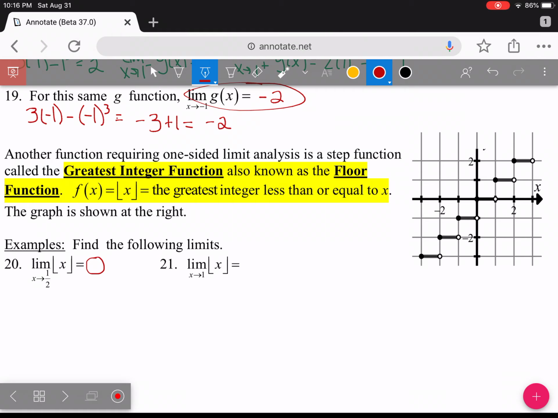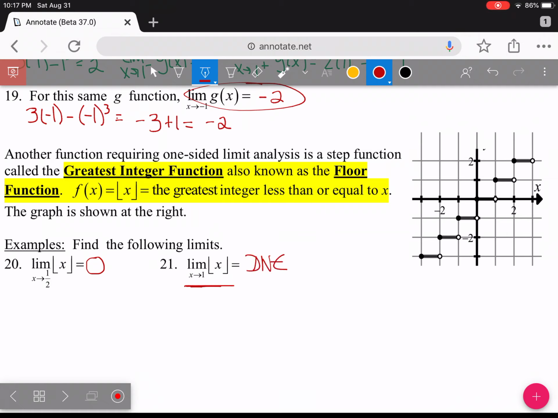Now, if I look at this one, the limit as x approaches 1 of the greatest integer function, what would it be? Well, let's think about what's a number that's really, really, really close to 1, but less than 1. So let's evaluate this from the left side and the right side. Okay, so the actual limit of this one is it's not going to exist. Okay, so it does not exist.